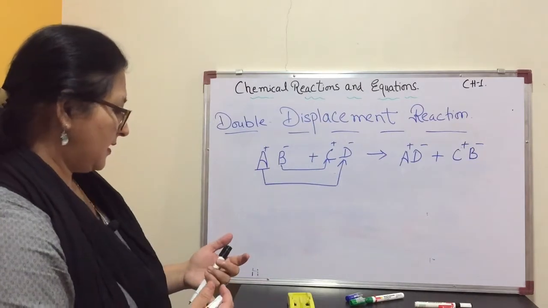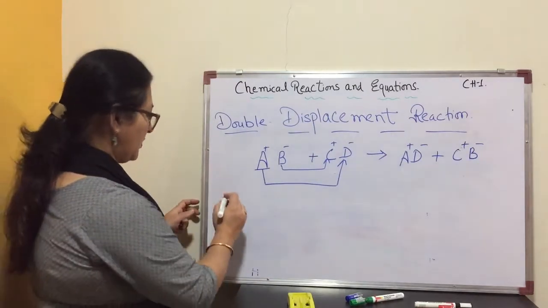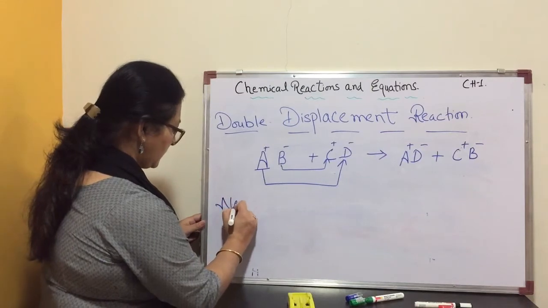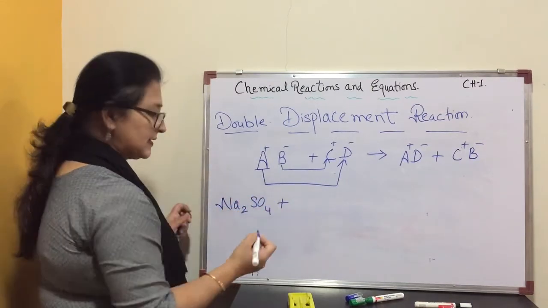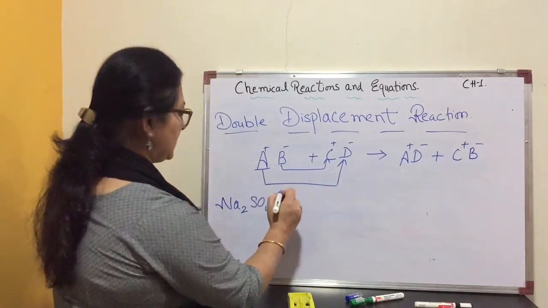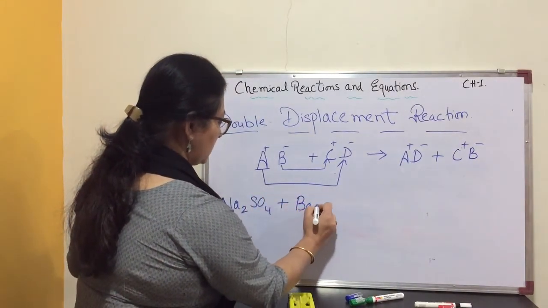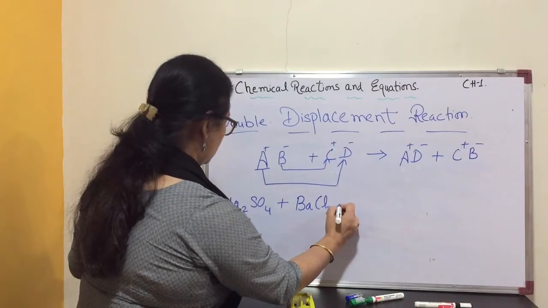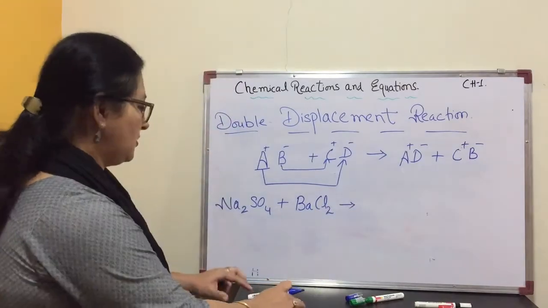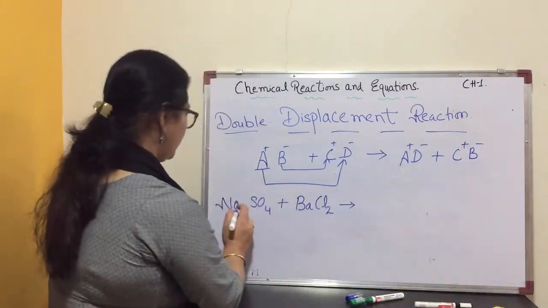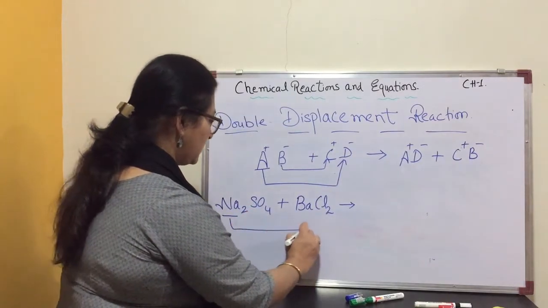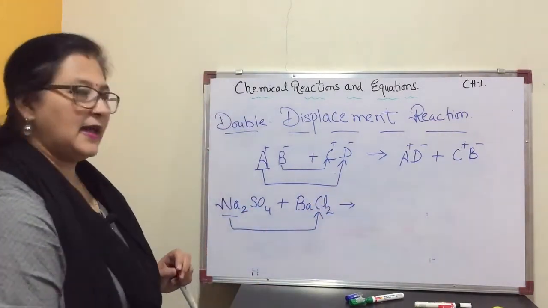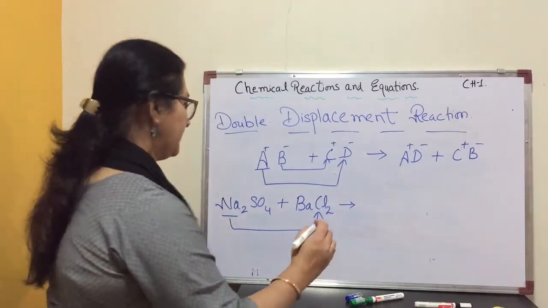Now let's take the reaction. Okay, sodium sulfate, Na2SO4 plus barium chloride, BaCl2. Now here sodium was initially associated with sulfate. After the reaction, you will get NaCl. Clear?